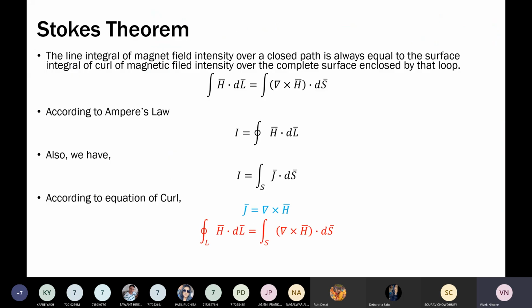This was the discussion about the boundary conditions, and the next important thing is the Stokes theorem. Let us read the statement. The line integral of magnetic field intensity H over a closed path, which is very important, is always equal to the surface integral of the curl of the magnetic field, that is del cross H bar, over the complete surface enclosed by that loop.